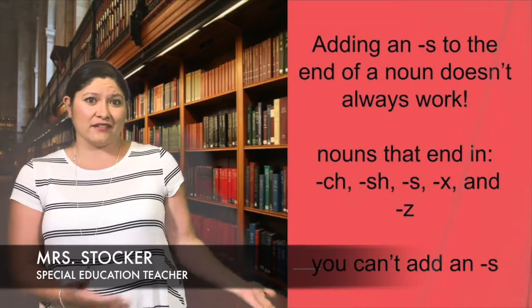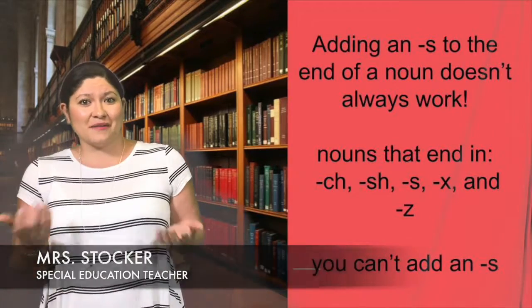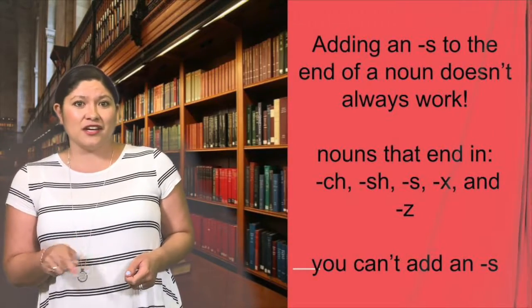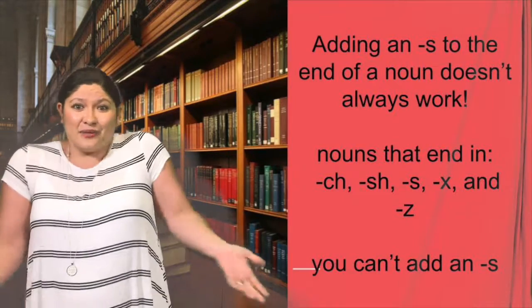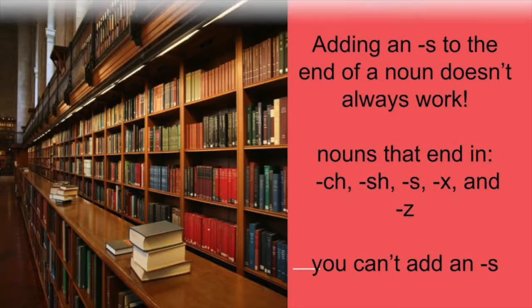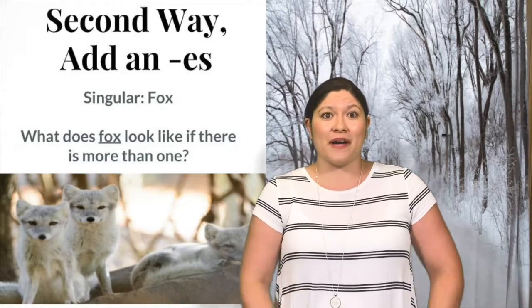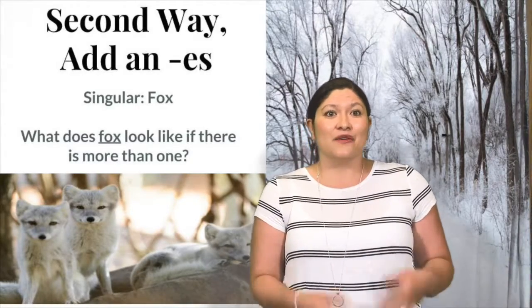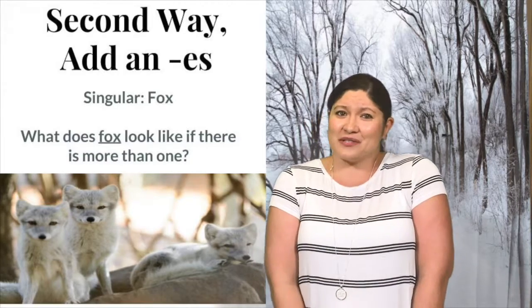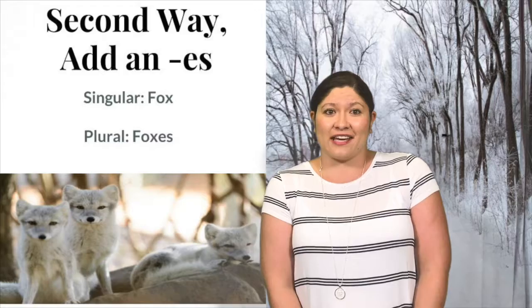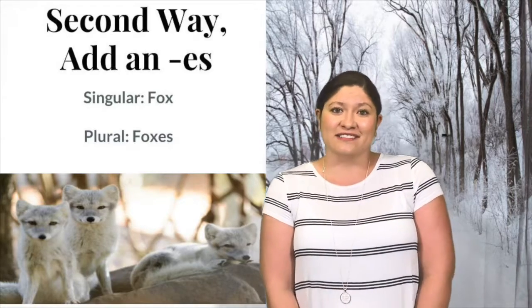Adding an S to the end of a noun doesn't always work. There are some nouns that end in a CH, SH, S, X, and Z that you can't add an S to. It sounds silly, but it can be easy. Let me show you. The second way to make a noun plural is by adding an ES. For example, fox is a word that ends in X, and you aren't allowed to put an S at the end. In this case, you add an ES to the word instead.